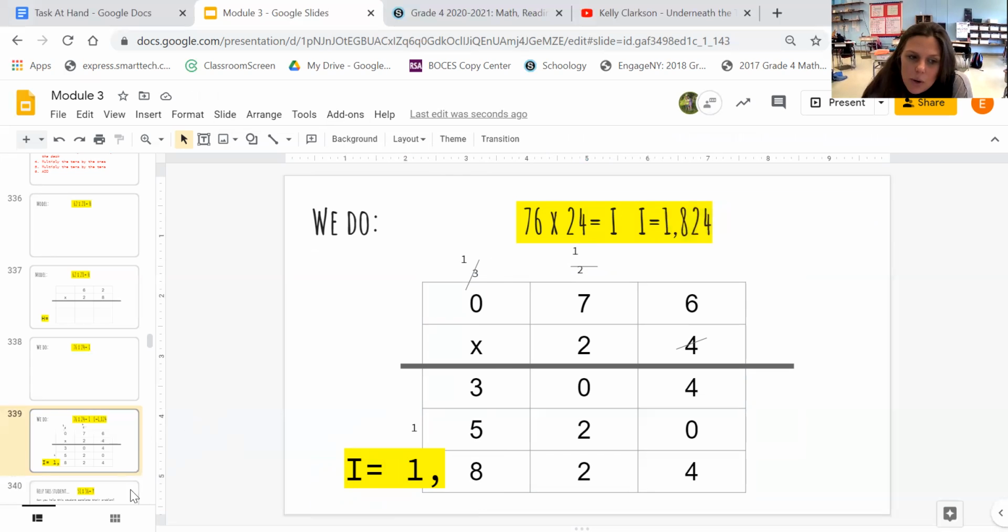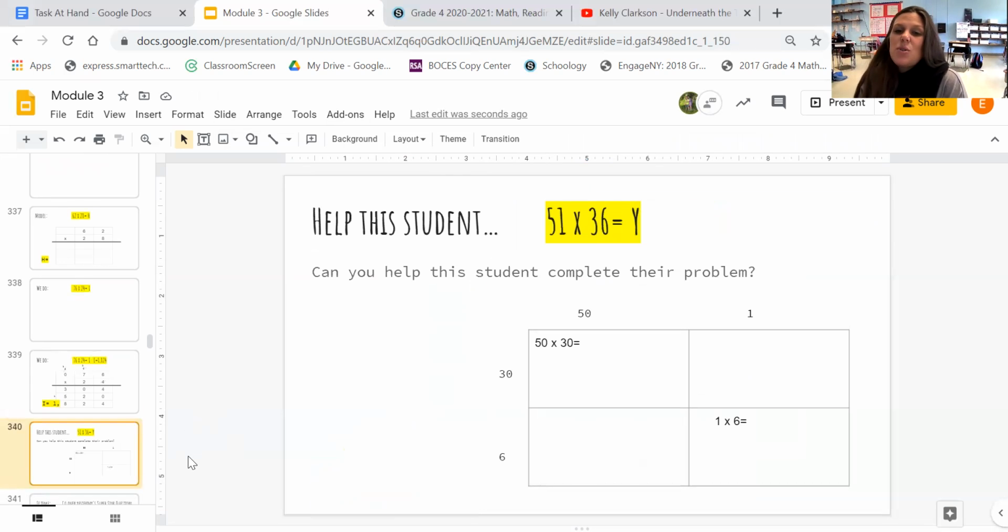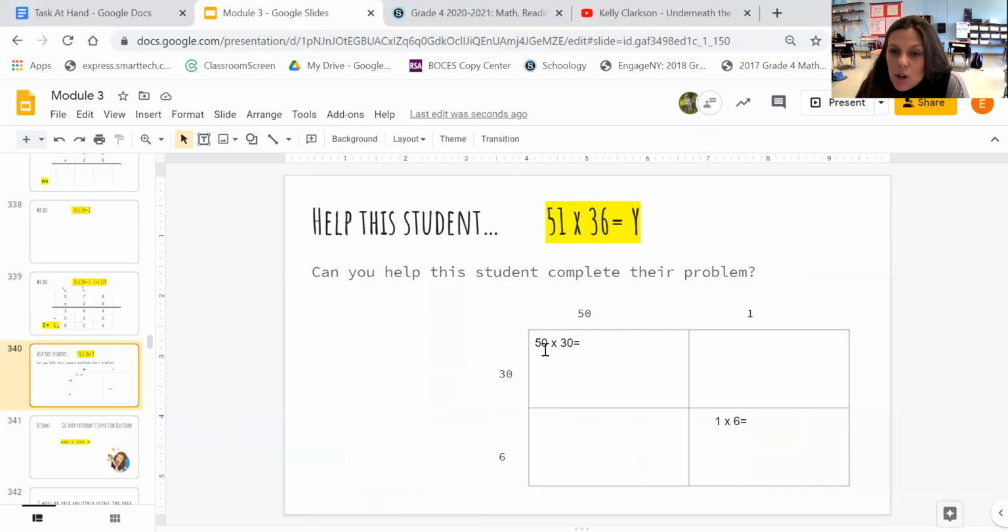Let's go on to our next one. So this one, I had a student solve it using the area model. And they just didn't finish. So I was wondering if you could help me finish the area model. Remember, the area model, we break it apart, and then we take our top, we take our side, and we multiply. If you're someone that does not like the area model, maybe you like the standard algorithm, what I would do is I would solve this using the standard algorithm.